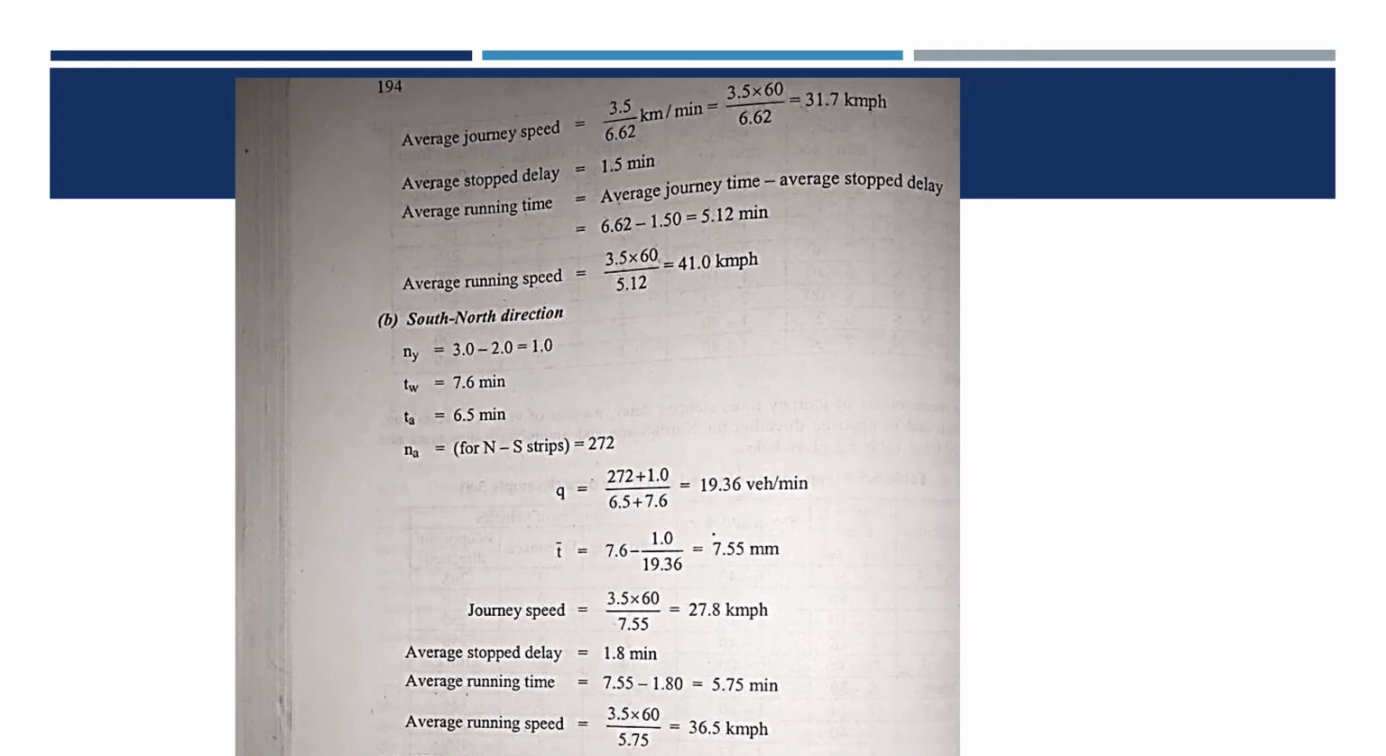Now next you have been asked to calculate both journey speed as well as running speed. But we have calculated only the journey time, right? Now you need to calculate speed. So distance by time. Distance is given already in the question, that is 3.5 kilometers. So 3.5 kilometers divided by journey time of 6.62 minutes. If you would like to convert into kilometers per hour, you can multiply with 60 and you may get an answer of 31.7 kilometers per hour. This indicates average journey speed.